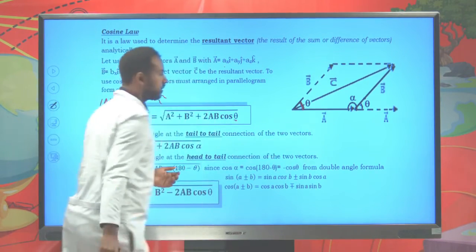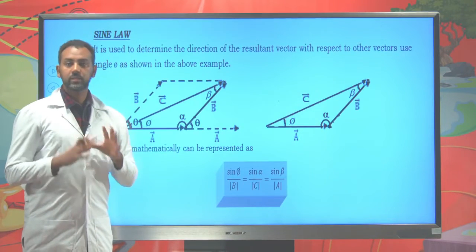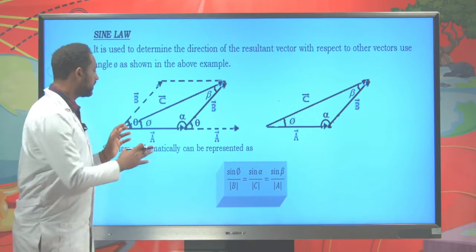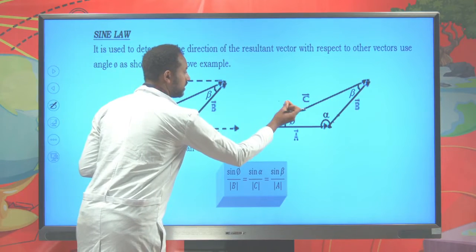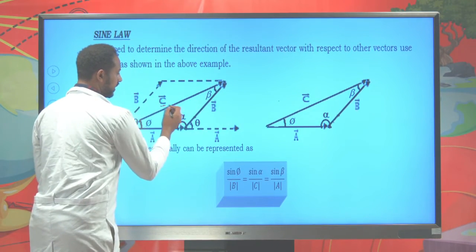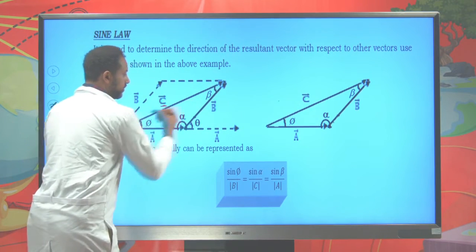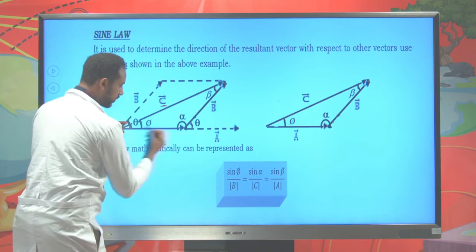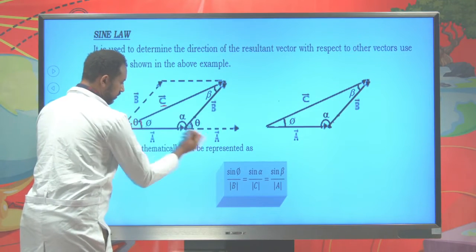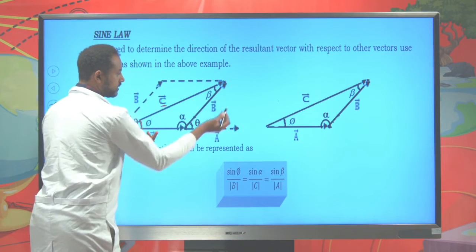The angle can be determined using the sine law. Here you have the sine law. Sine law is very helpful to determine the direction of the resultant vector. Suppose here the resultant vector is C, and how do you determine the angle of this resultant? It's possible to determine it from the x-axis, or from vector A or from vector B. Let's say that this is alpha and this is beta.